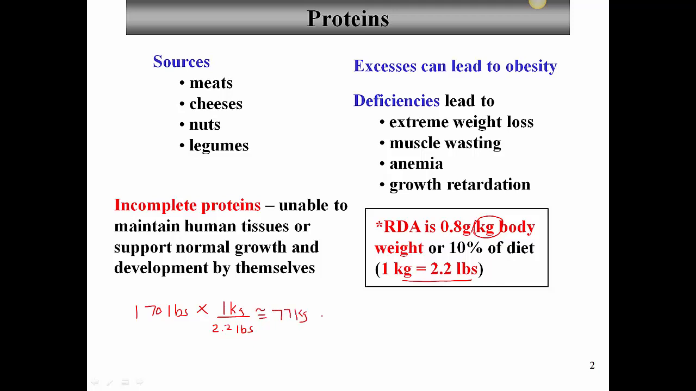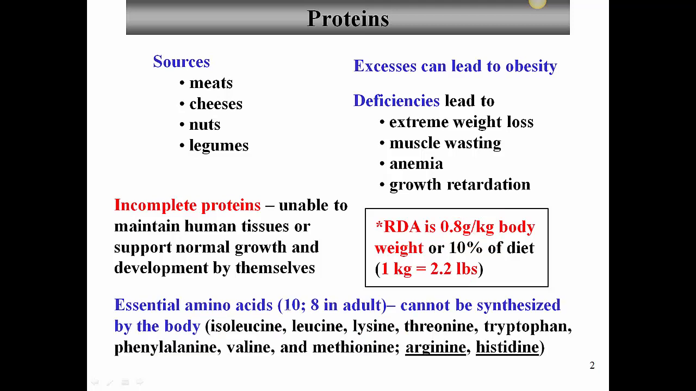Now, what we want, though, remember, is to find out the protein RDA in terms of the number of grams required per day. So we have this conversion factor up here where we have 0.8 grams per kilogram of body weight. And when we carry out this multiplication, we find that we need approximately 62 grams of protein per day in order to meet the RDA, the minimum requirement.